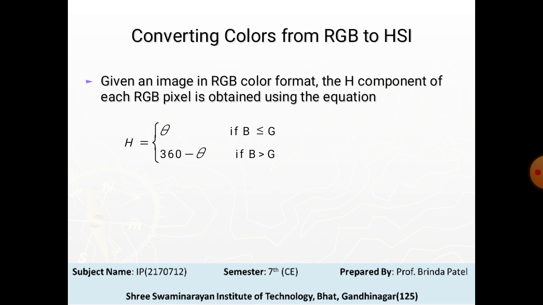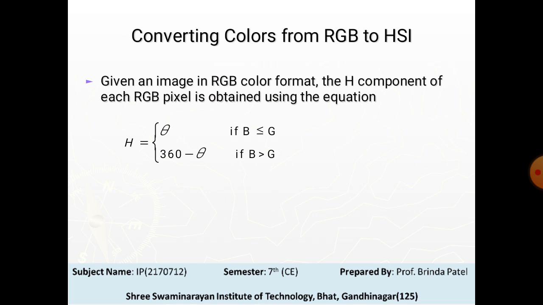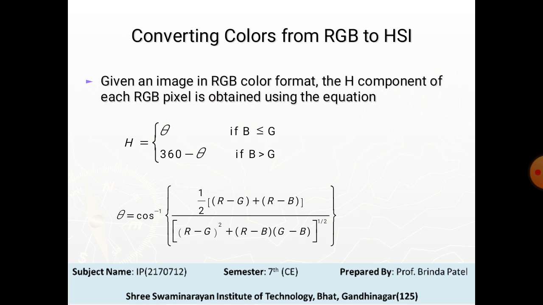Now converting colors from RGB to HSI. Given an image in RGB color format, the H component of each RGB pixel is obtained using this equation: H is equal to theta if B is less than or equal to G, and 360 minus theta if B is greater than G, with theta equal to cos inverse of [1/2 ((R minus G) plus (R minus B))] divided by [(R minus G) squared plus (R minus B)(G minus B)] raised to 1/2.